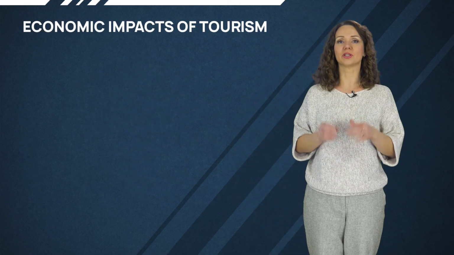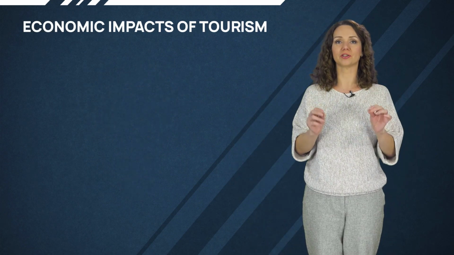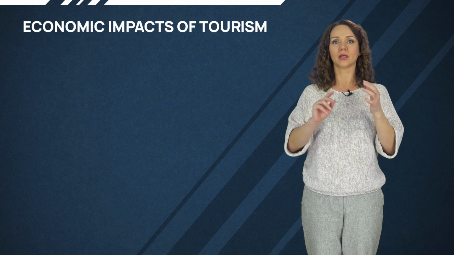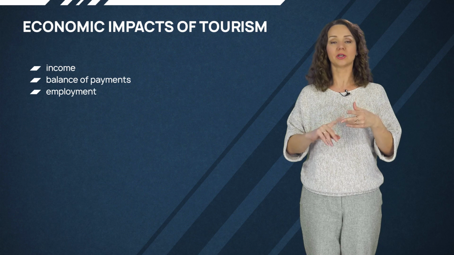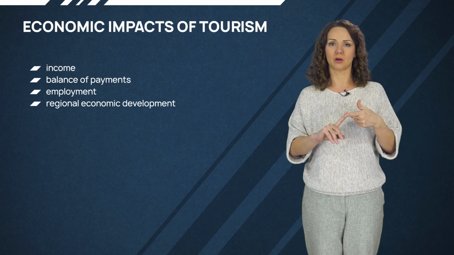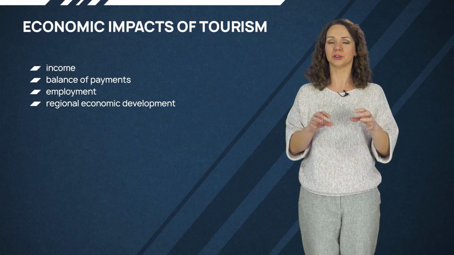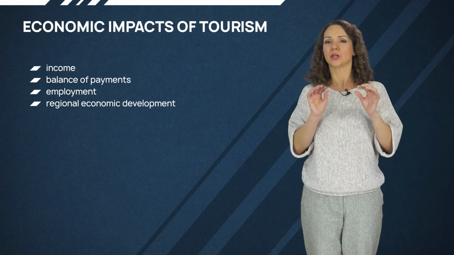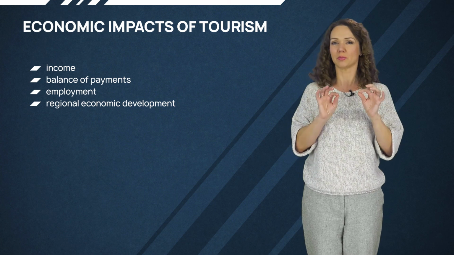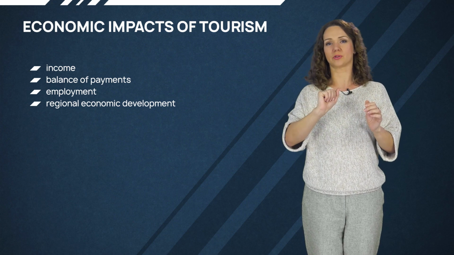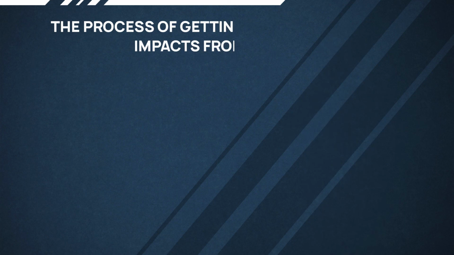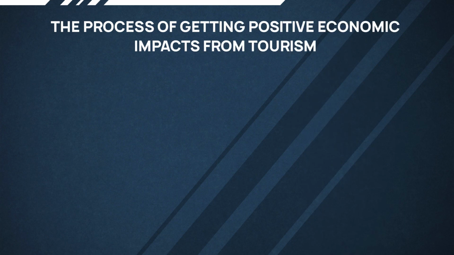Tourism contributes in four major spheres of the national economy: income, balance of payments, employment, regional economic development. Of course, this contribution is closely related to the national economic policy and to the place of tourism in it. Let's follow the standard process. So basically, the process of getting positive economic impacts from tourism can be like this.